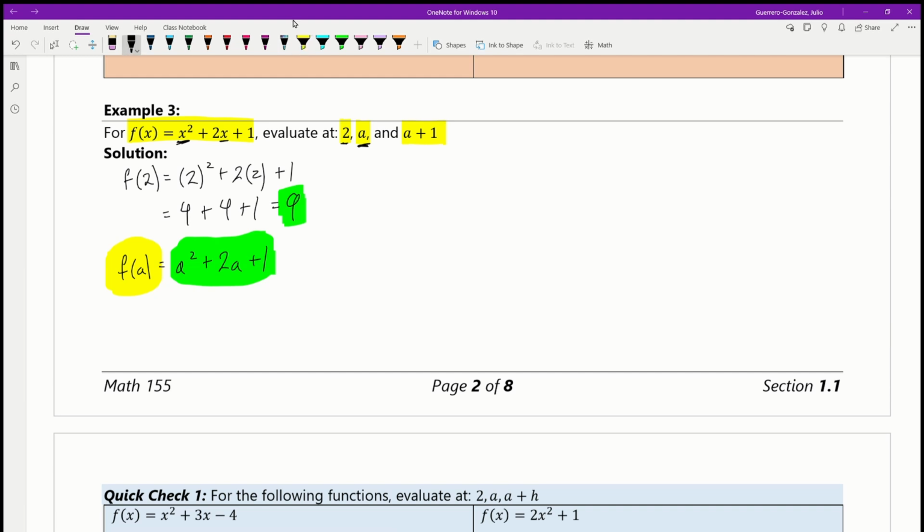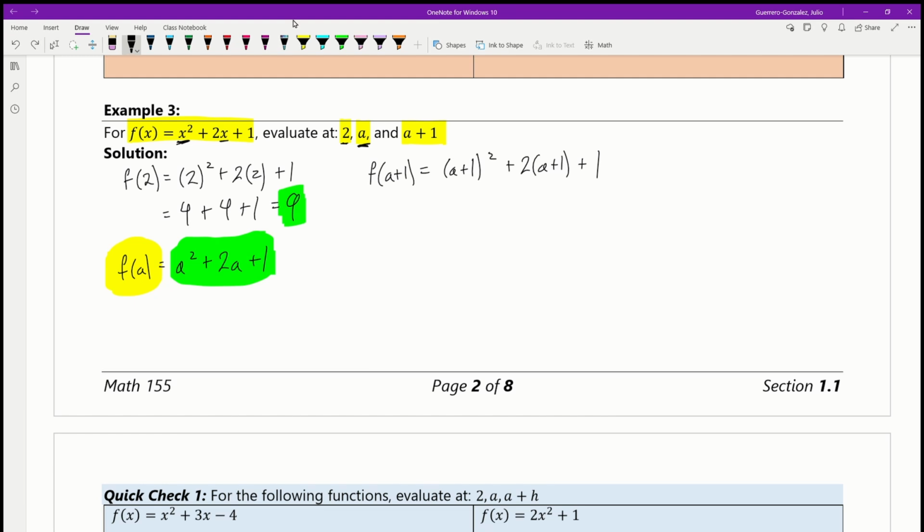The last one is the one that's a little bit more difficult, but that's what we need the algebra for. So, f of a plus 1. Here we go. So this is telling me, in my function, anywhere I see an x, I put in an a plus 1 instead. a plus 1 squared plus 2 times a plus 1 plus 1. So notice that everywhere there's an x, there is now an a plus 1. Okay? All right.